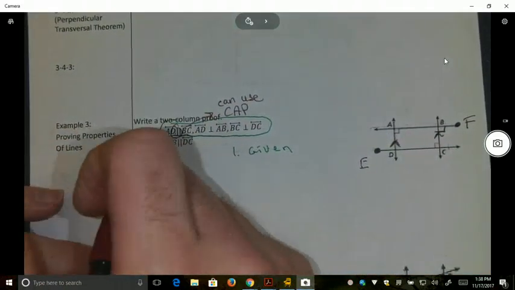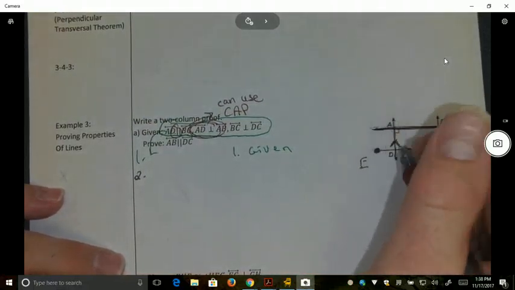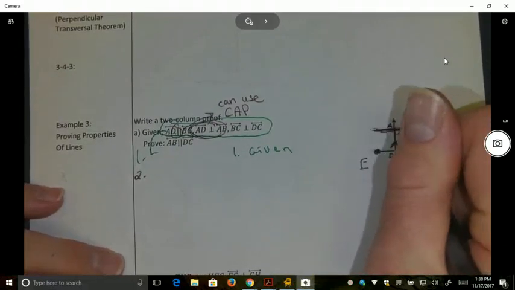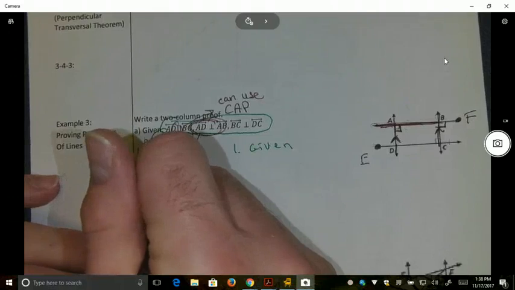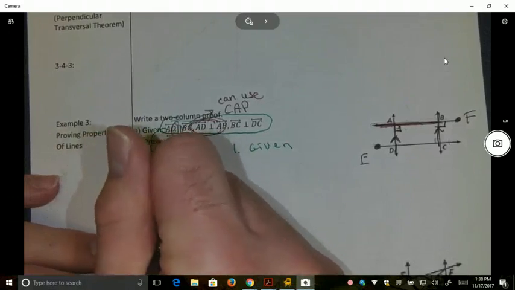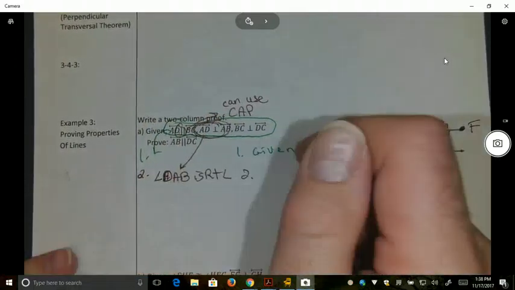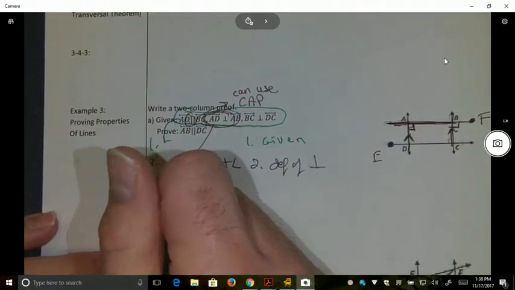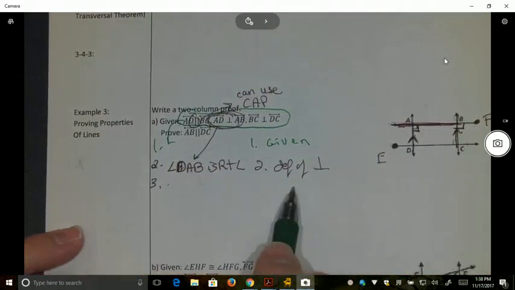So what I'm going to say, since they're parallel and we have this part that AD is perpendicular to, it says AD is perpendicular to AB, that gave us this right angle. So from that statement, I'm going to write that angle DAB is a right angle by definition of perpendicular. And because it's a right angle, that means, oh, actually, we did prove something earlier, so I'm just going to leave it there. That would mean that it is 90 degrees by definition of right angle.